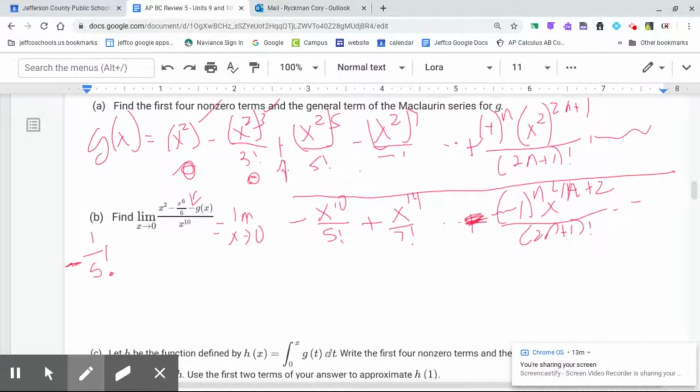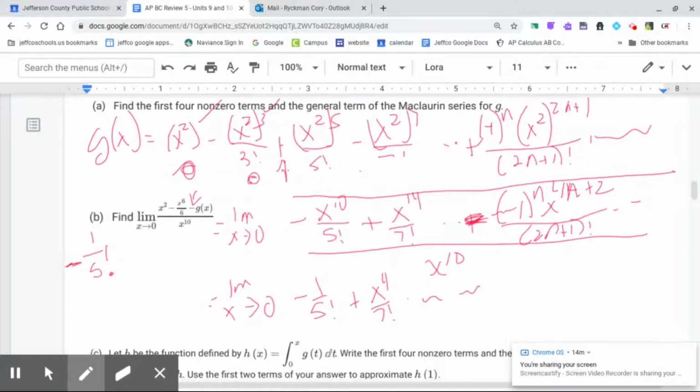Now all that's great, but that's not an issue because I'm going to divide by x to the 10th. Now if I divide by x to the 10th each term, which I can do, then I get negative 1 over 5 factorial, x to the 4th over 7 factorial, and all terms after that would have an x to the power of something positive. And so because they all have an x and x goes to 0, you would just approach negative 1 over 5 factorial. Right?